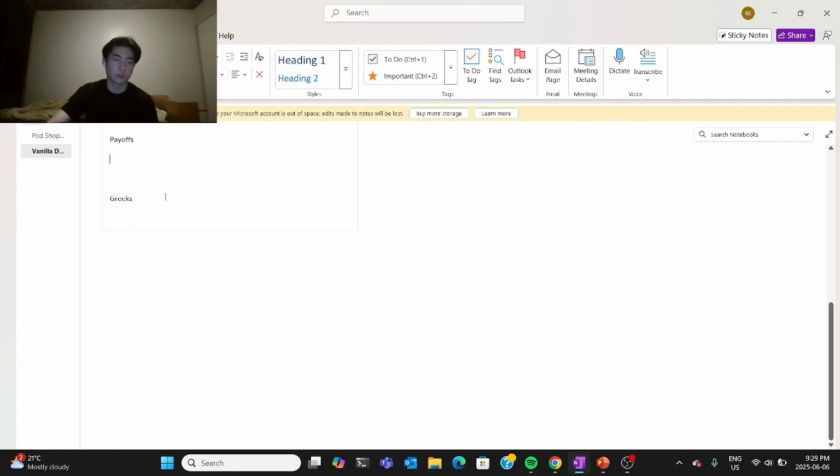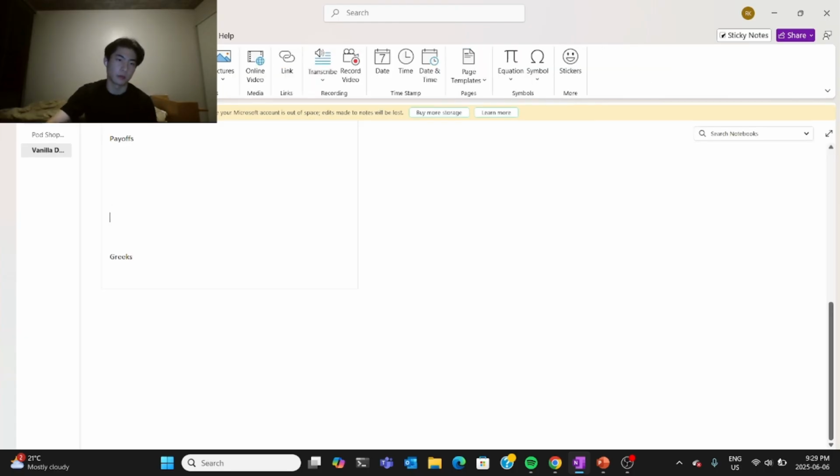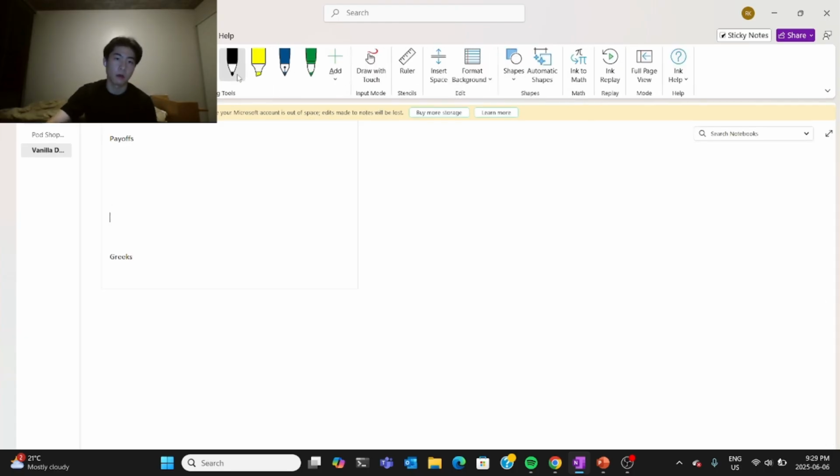Moving on to payoffs, we can think of payoff in terms of a diagram, right? So we have a diagram like this, where this is sort of the strike, and then this is sort of like the payoff. And then let's say this is the reference at 0.